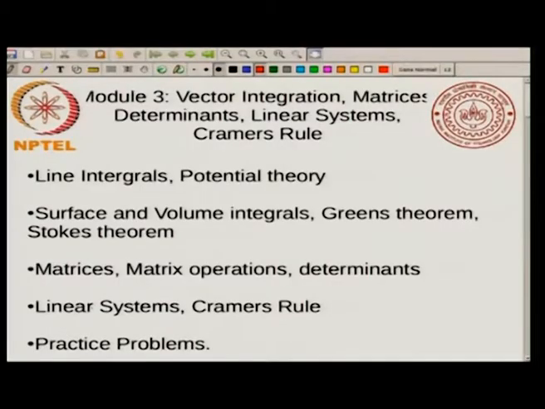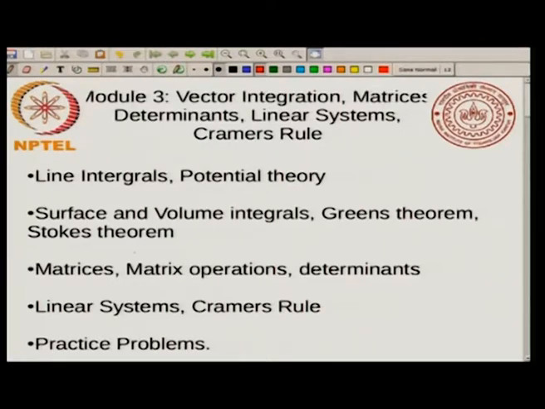Today we will be finishing module 3, and as is typically done, I will be doing some practice problems. In module 3 we talked about vector integration, and then we talked about some basic operations involving matrices and determinants. In these practice problems I will be focusing on vector integration.